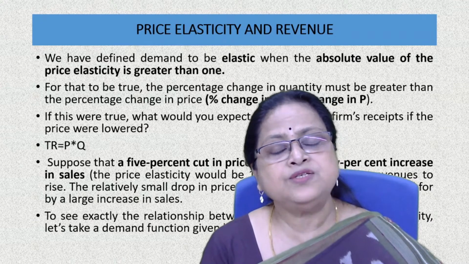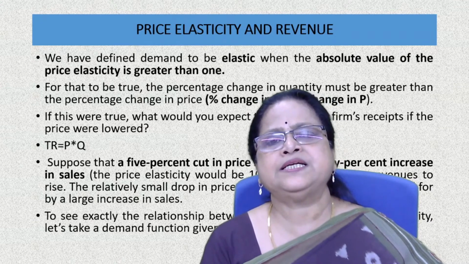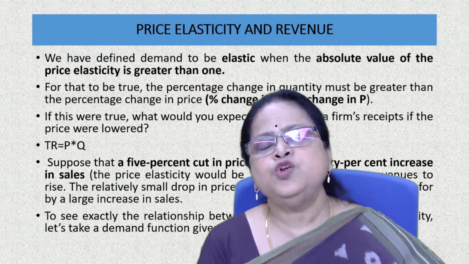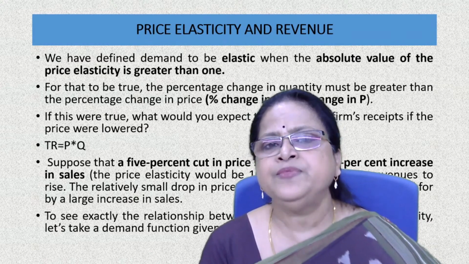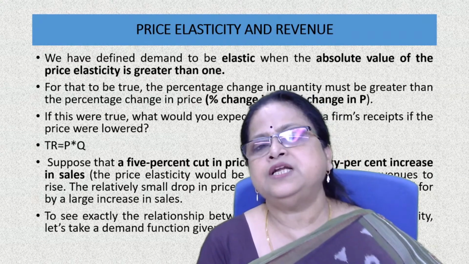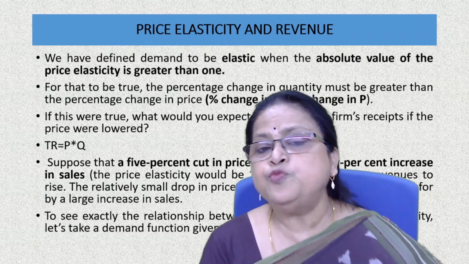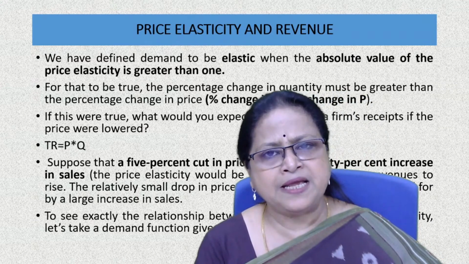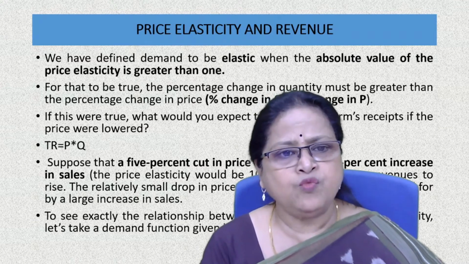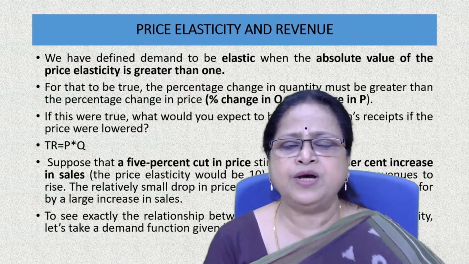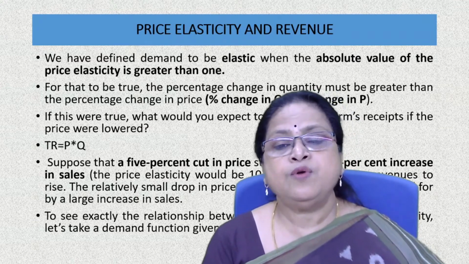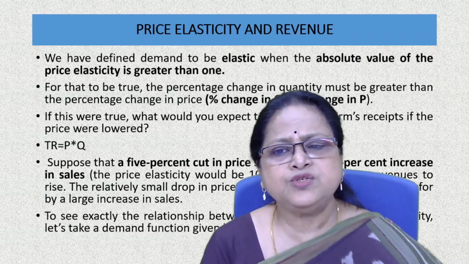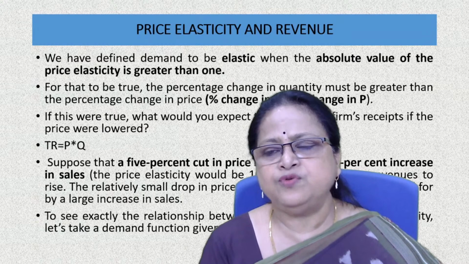How will it be true? That will be true only when the percentage change in quantity demanded is greater than the percentage change in price, because the numerator is the percentage change in quantity demanded or quantity sold in the market, and the denominator is the percentage change in price. So if the numerator is greater than the denominator, then we can say that it is elastic. Price elasticity must be greater than 1. That is possible when the percentage change in quantity demanded is greater than the percentage change in price. If this is true, then only we can expect what happens to a firm's receipts.